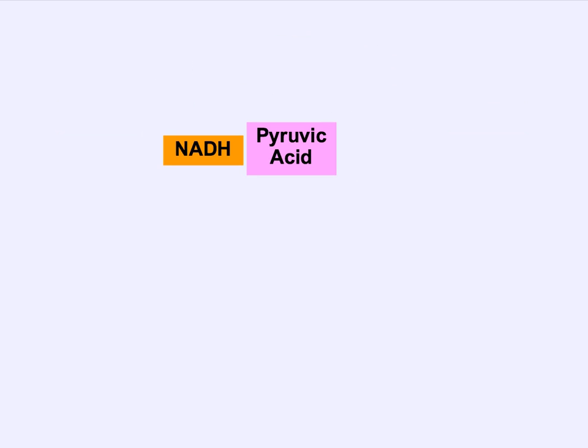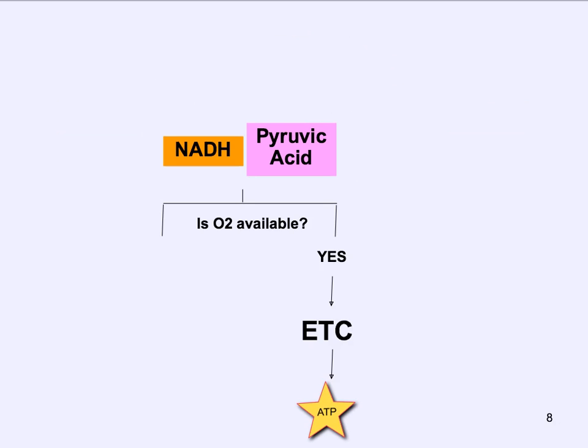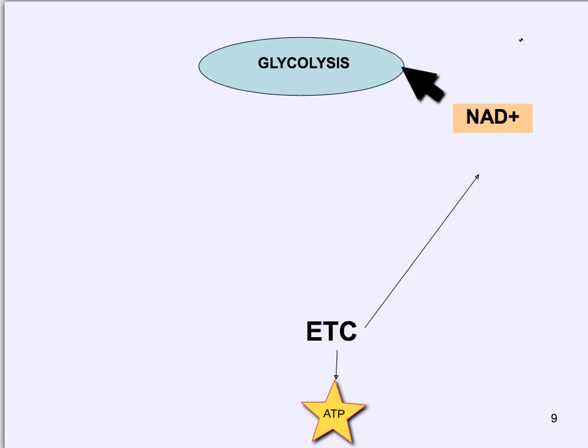So what does the cell do with these two remaining products? Well, that depends. Is oxygen readily available? If so, the cell will follow the normal and most efficient pathway, and that is aerobic respiration. This pathway leads to the electron transport chain, which makes lots of ATP. The electron transport chain also frees up NAD positive, which can then return and be used in glycolysis.